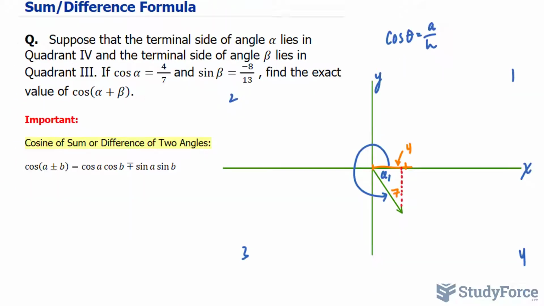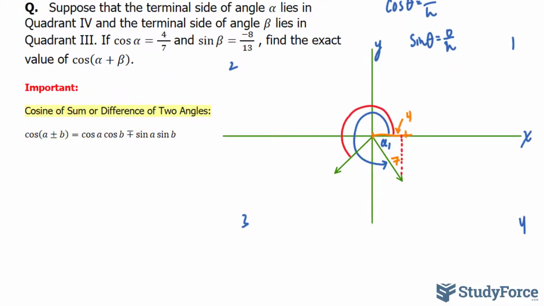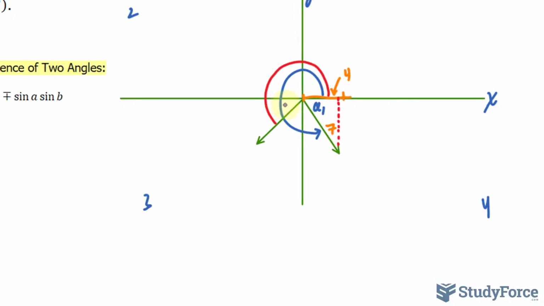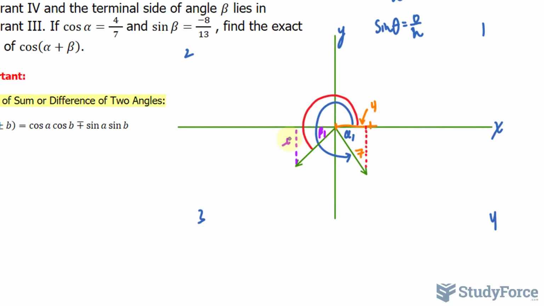Now the same thing can be done for beta. We're told that it's in the third quadrant. So I'll use another angle. And that terminal side is here. Sine is a ratio comparing opposite to hypotenuse. And that's important because sine beta is equal to negative 8 over 13. Negative 8 represents opposite of this acute angle, which I'll call beta sub 1. So opposite of that is negative 8, and the hypotenuse is 13.